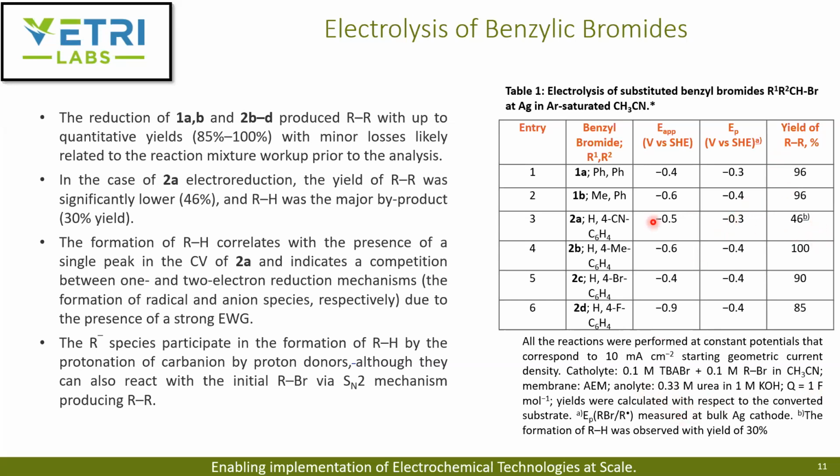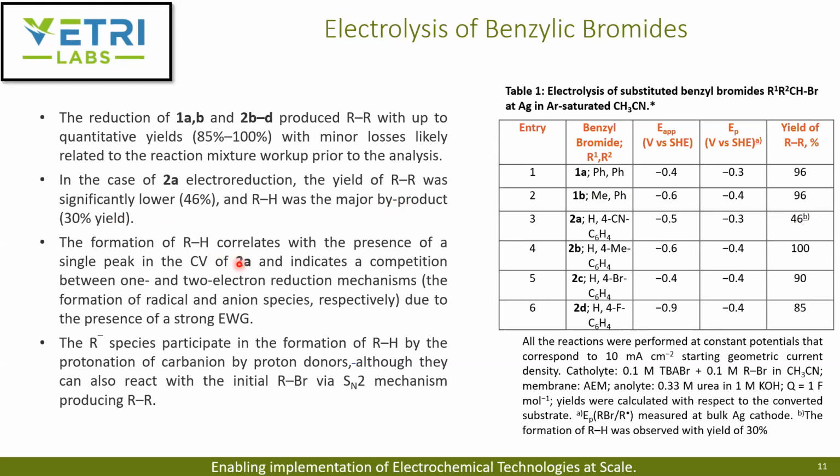Basically, for the one which is 2A, with the nitrile group, the yield observed was only about 30%. In detail, as you can see here, the reduction of all these benzyl bromides produces dimers with yields from 85 to 100%, except 2A, which had a significantly lower yield of 46%, and the byproduct had only 30% yield.